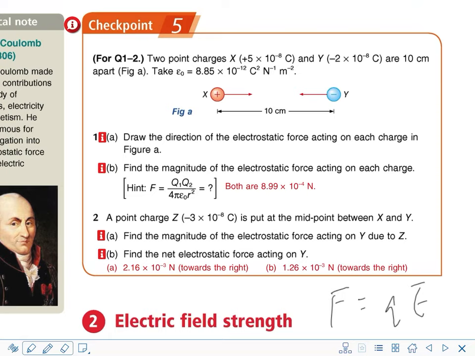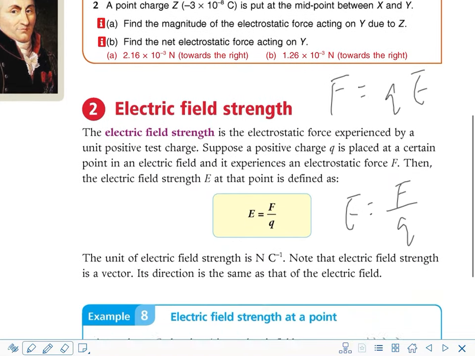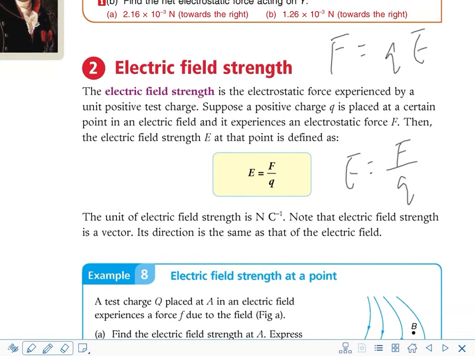Okay. Now, so we have learned the equation for electrostatic force. And the second will be, we need to learn about electric field strength. Electric field strength actually means E field. It is defined as electric force per unit charge. Okay, so we have the equation F equal QE.